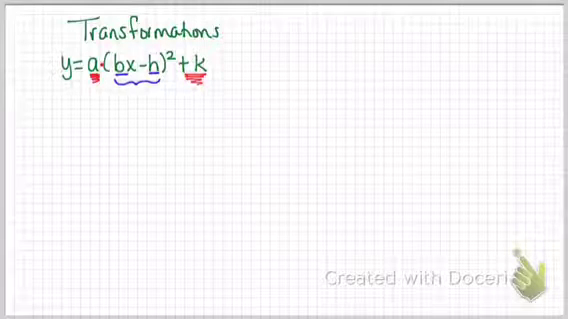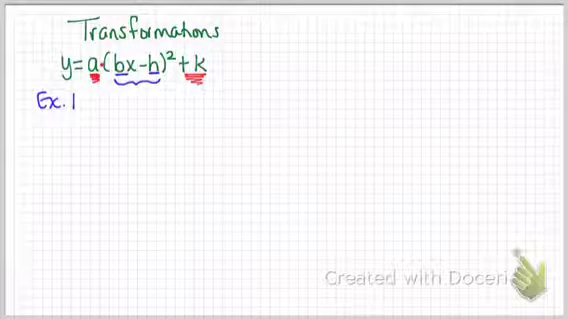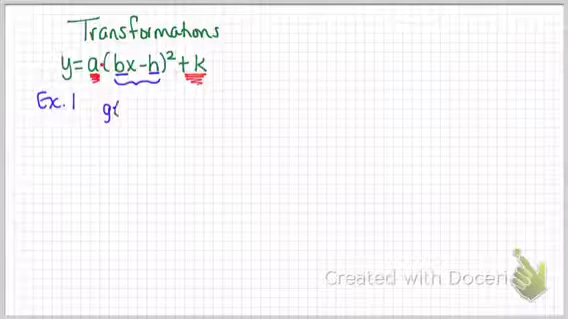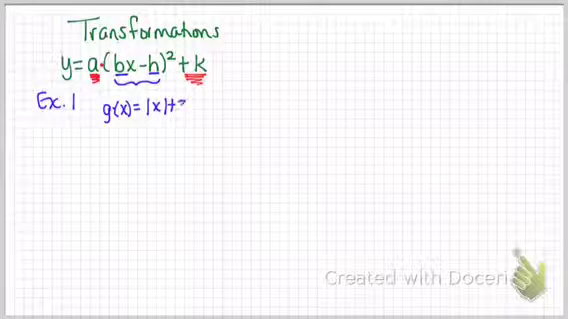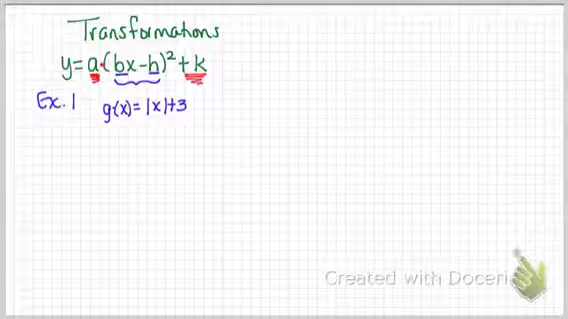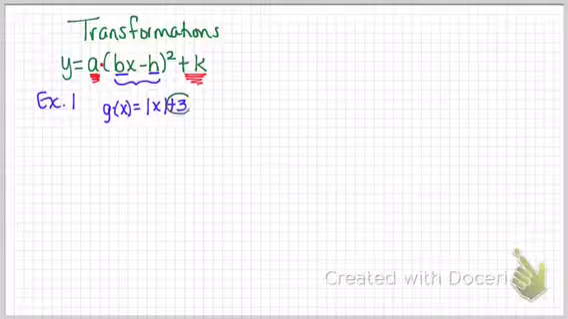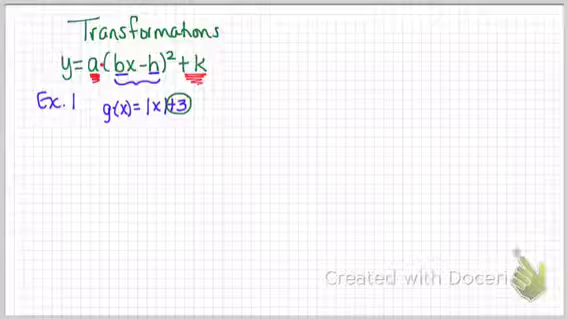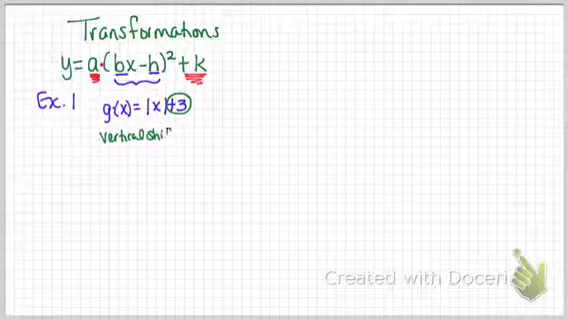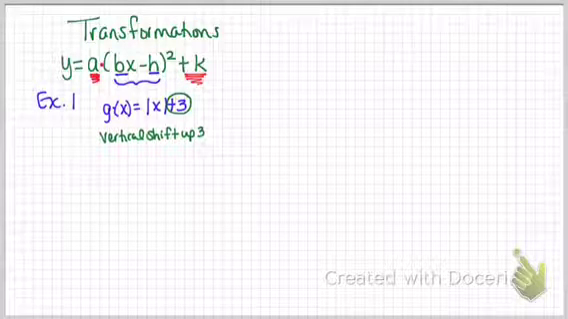Alright, so let's look at example 1. Example 1 says use the graph of f of x equals the absolute value of x. Obtain the graph of g of x equals the absolute value of x plus 3. So first let's talk about what that plus 3 is going to do. Where is it at? It's at the very end, not inside with x. Not inside with x means it's going to be vertical, and because it's being added, we know it's going to be a shift. Vertical shifts go up or down. It's a plus 3, so we're going to go up 3 units.